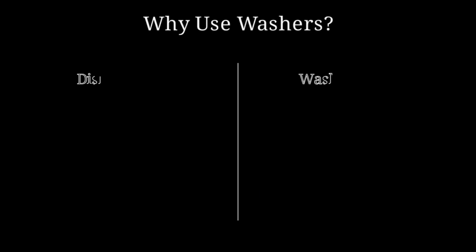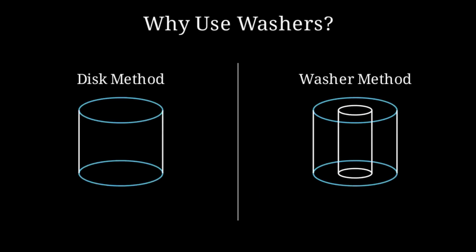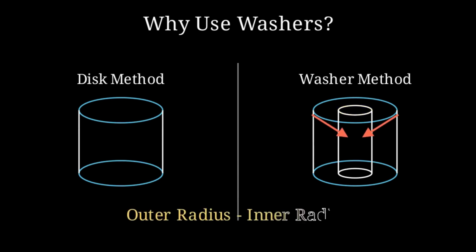Think of the washer method as an extension of the disk method. If the area we are rotating does not touch the axis of revolution, we end up with a hole in the middle. To calculate this volume, we take the larger solid's volume and subtract the smaller empty space inside. This difference creates the washer shape.